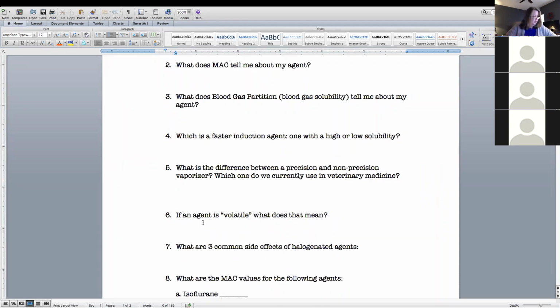And I don't know if I have it on this slide, but, oh, the carrier gas. So they have to be delivered to the patient. Oxygen is currently our delivery gas, and the oxygen delivers the vapor to the patient. So they're not going to just inhale the vapor by itself. It has to be delivered via a carrier gas, which we use oxygen.